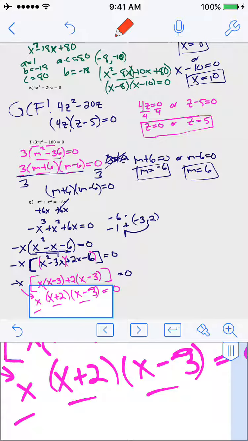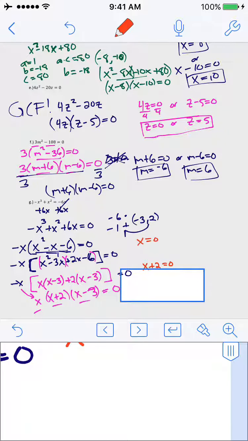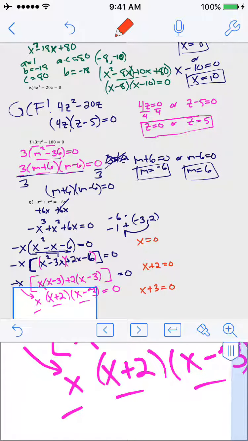Zero product property never said it can only be 2 things. That's just the example they gave you. If any things are multiplied together and they equal 0, one of those things had to be 0. So we technically have 3 cases here. Either x is equal to 0, x plus 2 is equal to 0, or x minus 3 is equal to 0. So either the first one, the second one, or the third one is equal to 0.